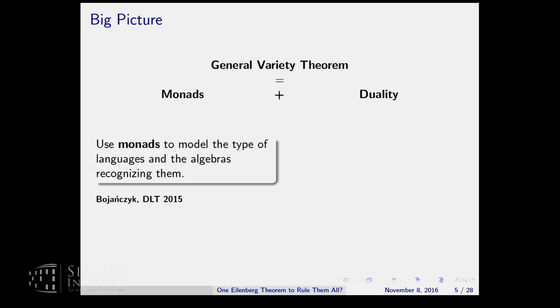So why monads? On the one hand, you want to generalize from monoids to other algebraic structures recognizing machine behaviors. And other algebraic structures, categorically, you can capture by monads. And so they are used to model the type of languages and the algebras recognizing them. And that's not actually our idea. This is an idea of Bojańczyk, published last year, and there's also a longer technical report on arXiv on this. So that's one side, using monads.